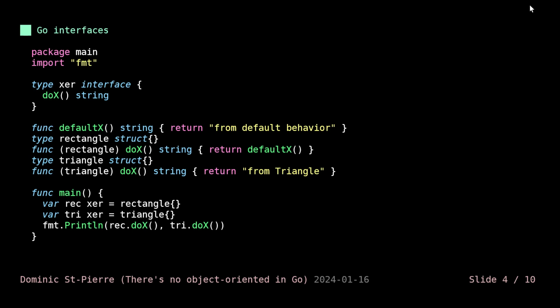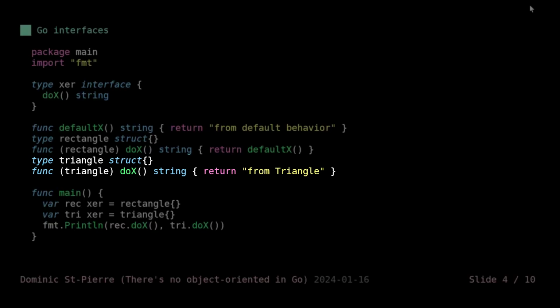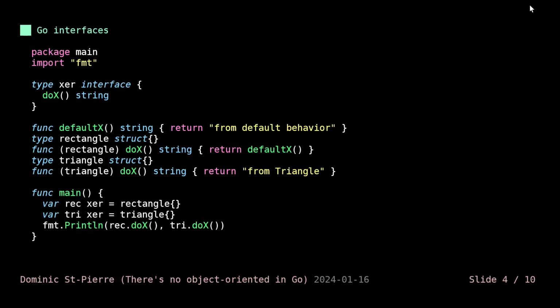So basically what we have here is we can declare an interface. In Go, if you have some functionalities that you want multiple structures to have, each with their own behavior, so the doX will be implemented in multiple structures in different ways, the way to do that is you declare an interface. If we look at the triangle structure here, we see that we are defining this doX function.